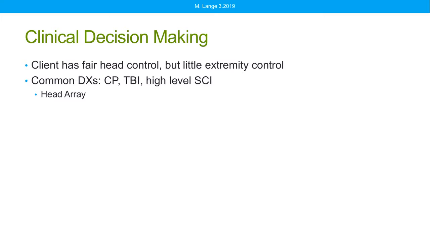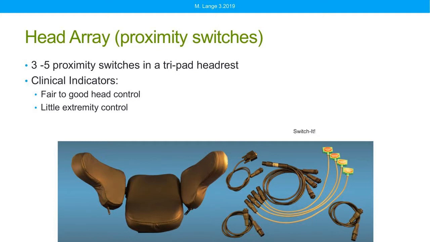So if we have ruled out both more larger movements of the upper extremity or very fine movements of the finger or thumb, then further down our hierarchy, we go to clients who may have fair head control, but little control of their extremities, their arms and legs. And the most common driving method for these clients is the head array. So the head array has been around for a long time now. It consists of those proximity switches that we looked at earlier that can be put in a tray, but these proximity switches are now placed into a headrest.